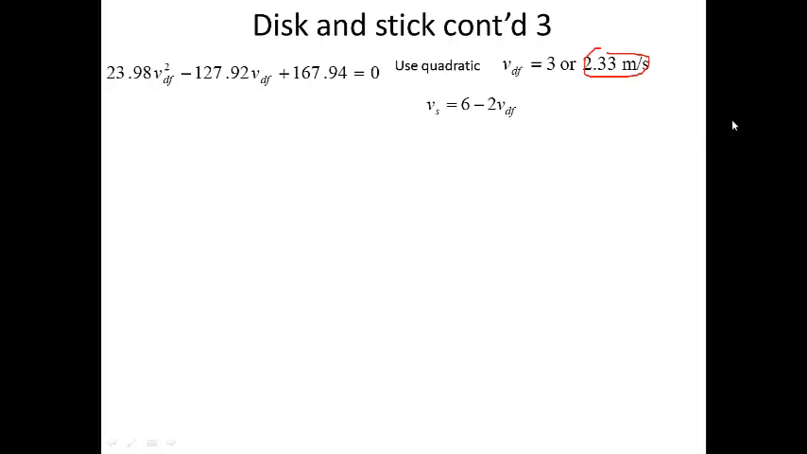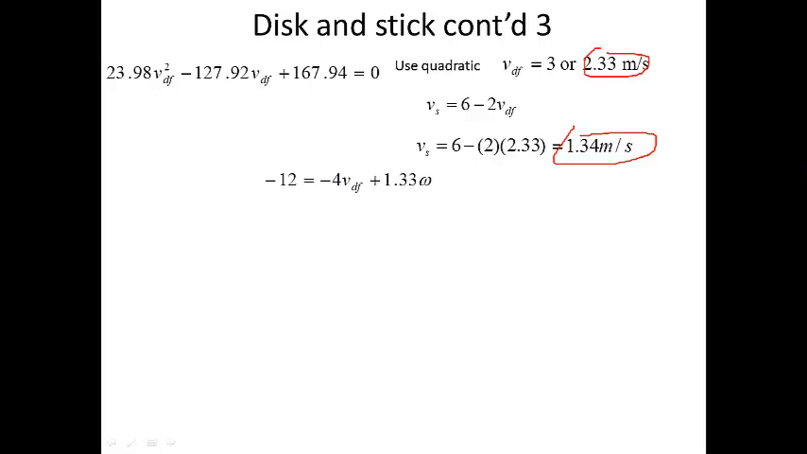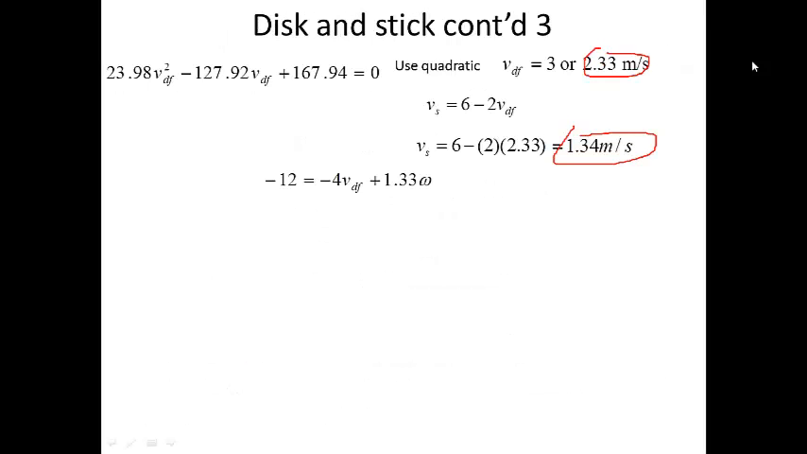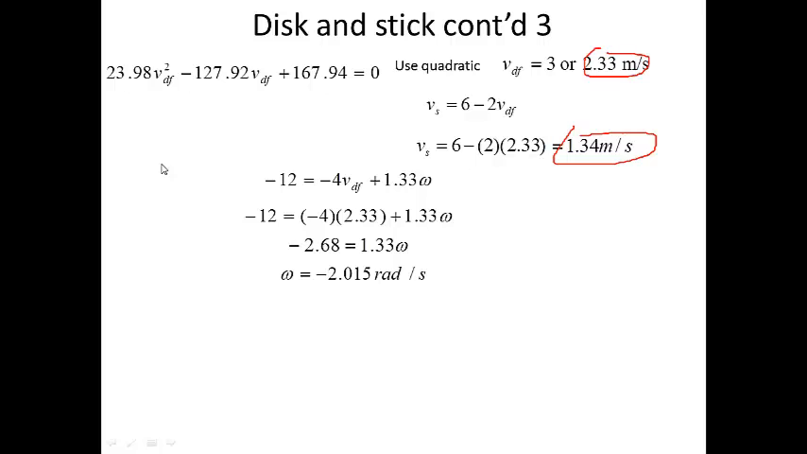We can then plug that into our equation for Vs, which we got on the previous slide. So Vs will equal 1.34 meters per second. And then we can also plug this into our expression for omega. So solve that through. And this equation, let's just double check real quick. This is just the expression for angular momentum that we got on the previous slide. So again, this is just angular momentum being conserved. Plug in what we know, and you get that omega equals negative 2.015 radians per second.